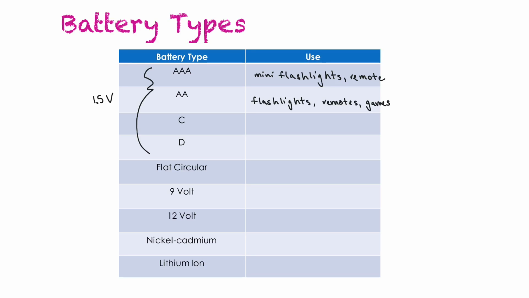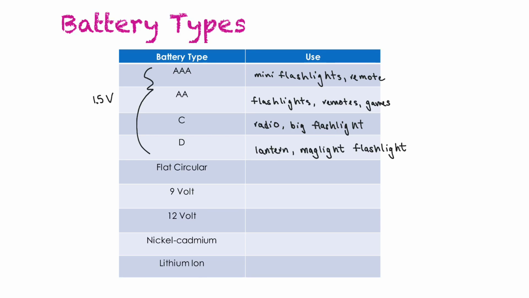A C might be used in something like a portable radio, a bigger flashlight, and so on. A D cell, same thing. You would use them in larger devices, something you want to last longer. My portable lantern operates off of D cells. A big Maglite flashlight, the ones that police or janitors or security people might carry, those would be examples of D cells. My big boom box used to have D cells as well.